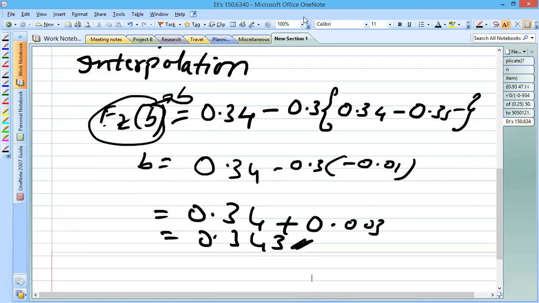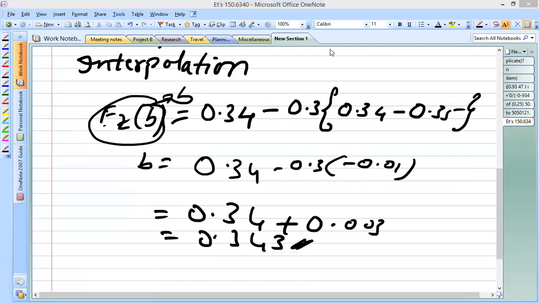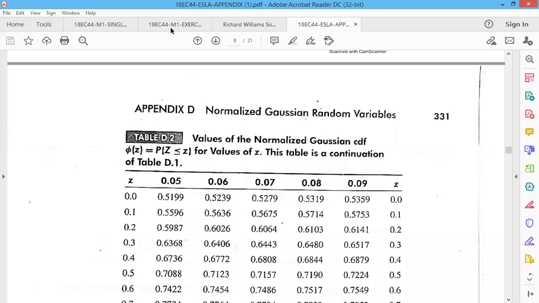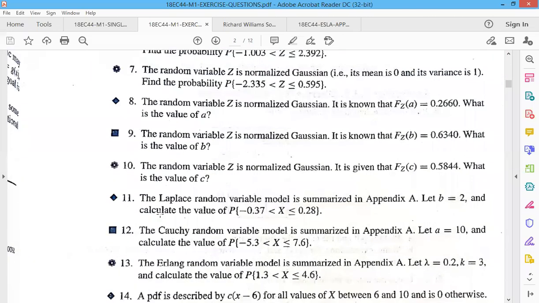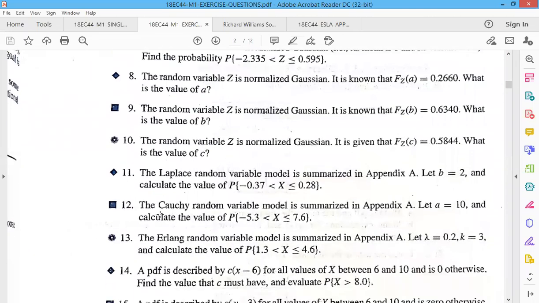So like this you have to use the interpolation method and you can solve the other two problems which are similar to this ninth problem. So the eighth and 10th problem, they are similar to the ninth problem. So you can solve this, and now take the next problem, the 11th one.